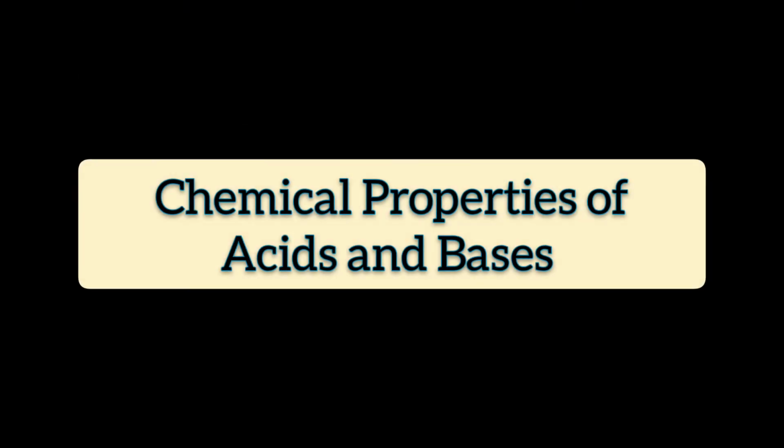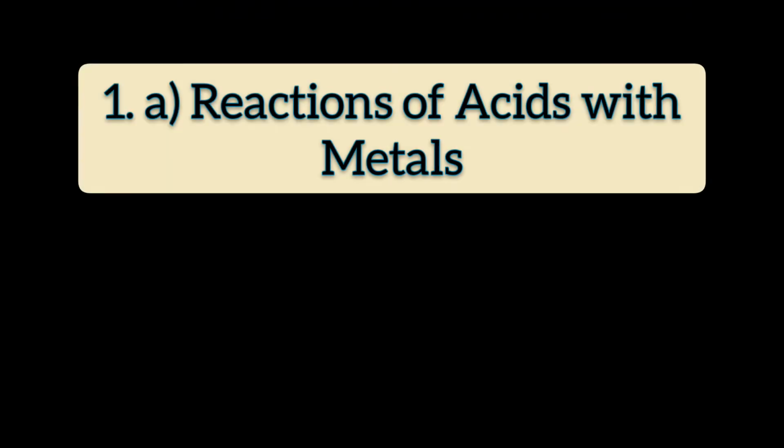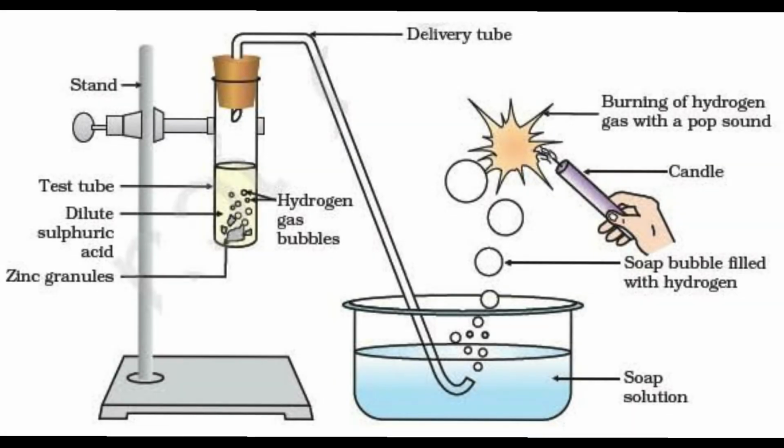Now let's understand chemical properties of acids and bases using different examples. First example is of reaction of acids with metals. For this, 5 ml of dilute sulfuric acid is taken in a test tube and a few pieces of zinc granules, which is a metal, are added to it. A gas starts evolving, which is passed through the soap solution taken in a trough with the help of a glass tube. We will see gas bubbles in the soap solution.